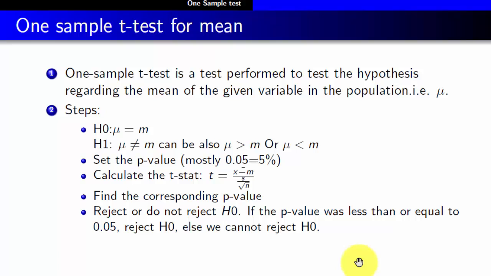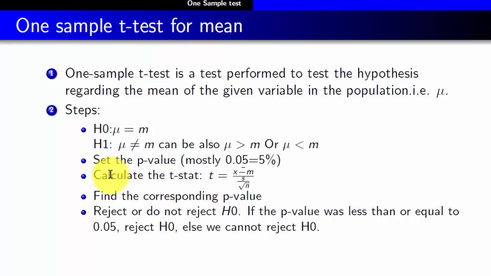First, of course, as always, we need to specify H null and H1. H null in this case is mu equal to the number m. H1 can be mu not equal to m, or can be also in the form of mu bigger than m or mu less than m. Then we set our p-value, which is usually 5% or less, and remember that this is the probability of making type 1 error.